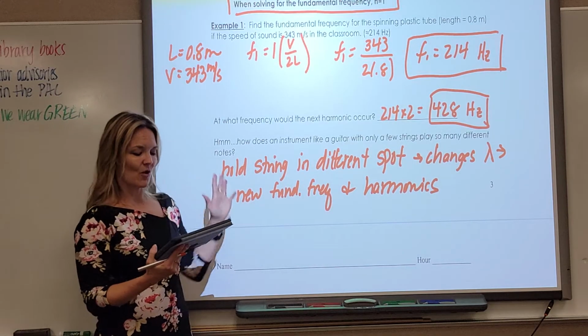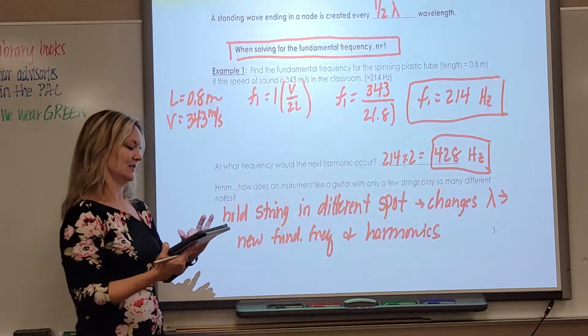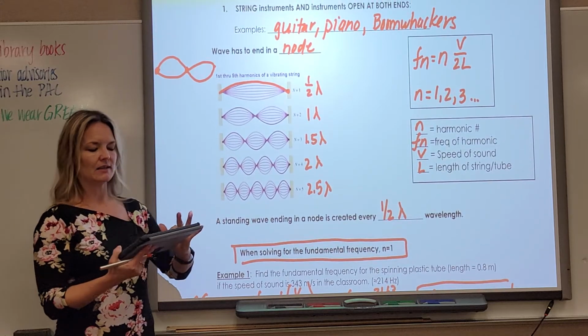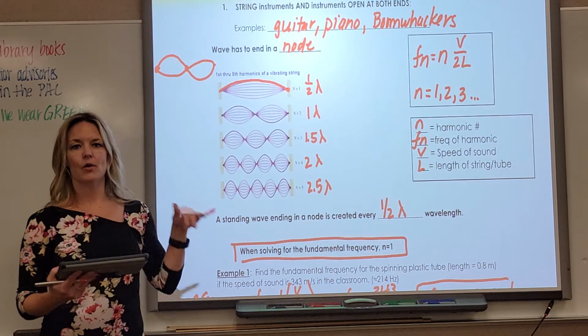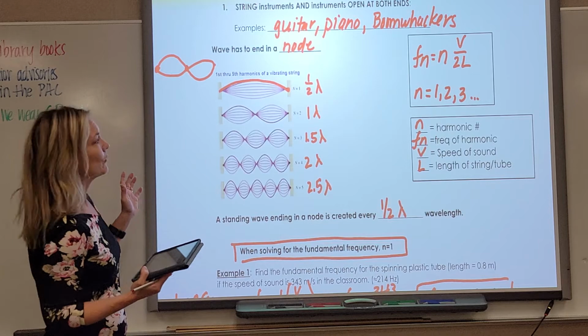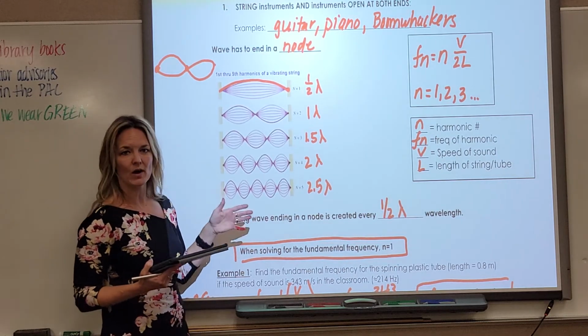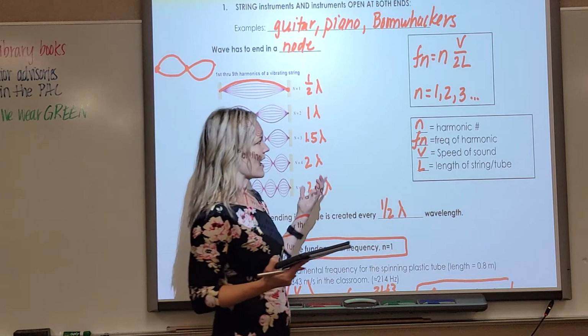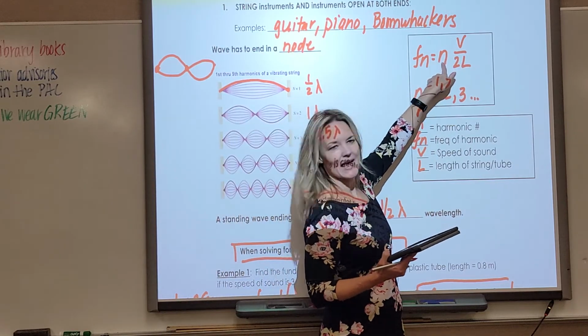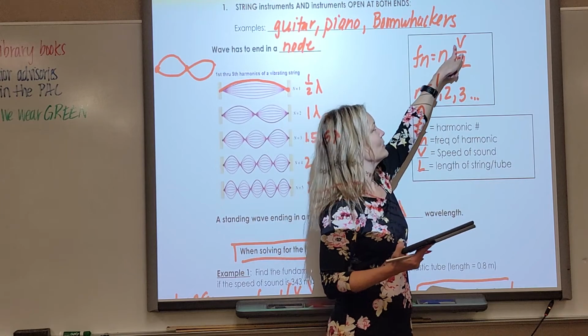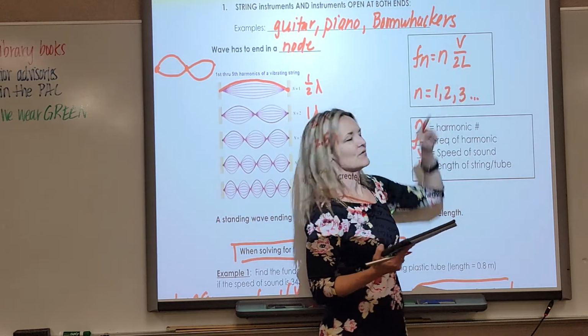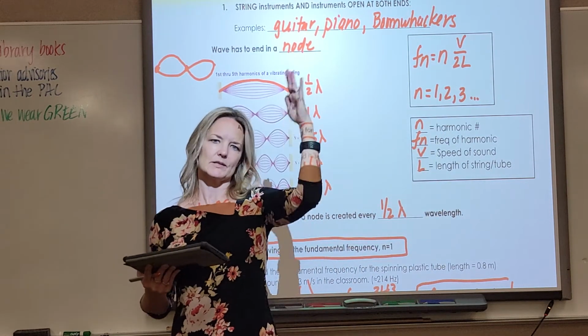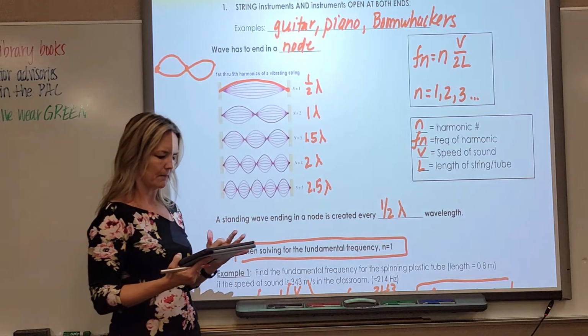All right, so for this specific type of instrument, anything stringed or anything open on both ends, a note occurs every 1/2 of a wavelength. So to find the frequency, you take N, the harmonic, usually a 1, and you multiply it by the speed of sound divided by 2 times the wavelength, because it's 1/2, the 2 goes on the bottom.